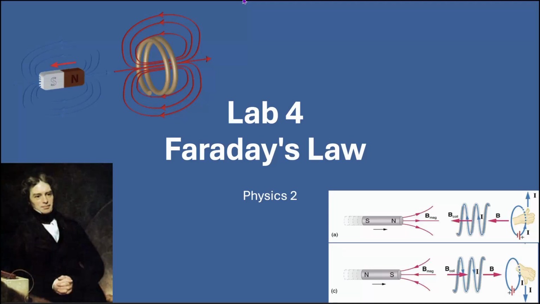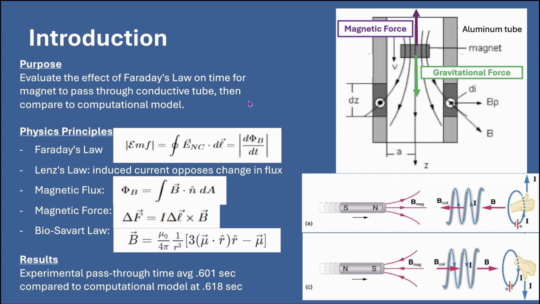In this video, I'll be discussing the fourth lab in Physics 2212 on Faraday's Law. Introduction. This lab evaluated the effect of Faraday's Law on the time it took a permanent dipole magnet to pass through a tube of aluminum foil. The experiment was then modeled in GlowScript to further evaluate Faraday's Law with the magnet's velocity over time and the currents induced in the tube.